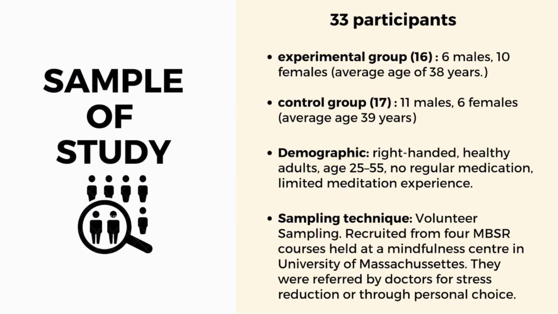In the experimental group, there were 6 males and 10 females. Their average age was 38 years. In the control group, there were 11 males and 6 females. Their average age was 39 years.